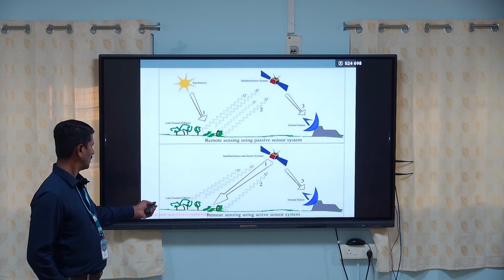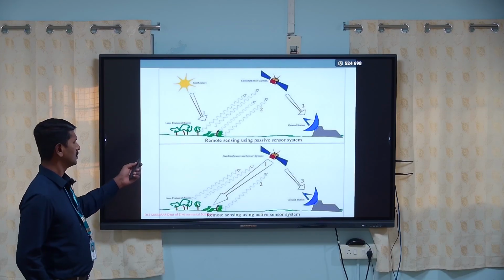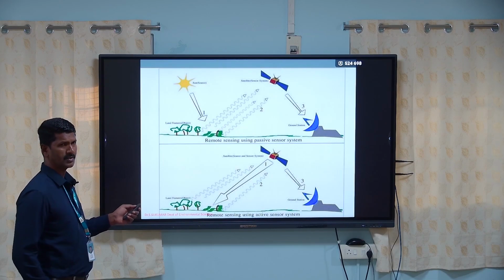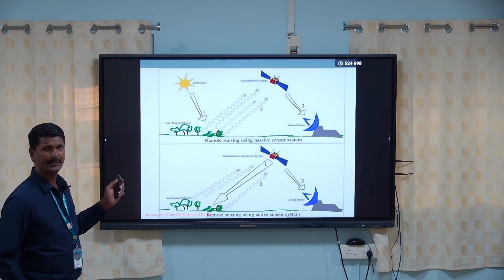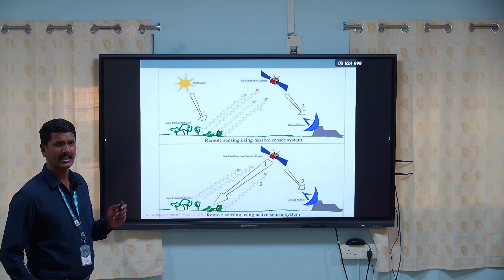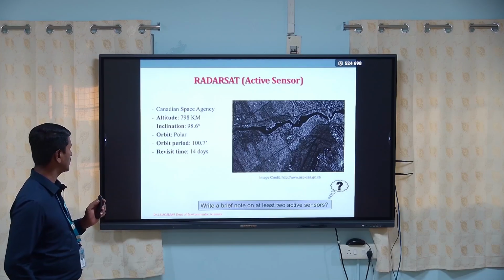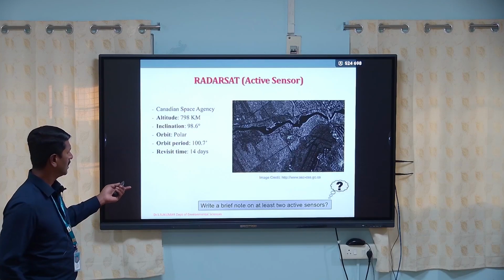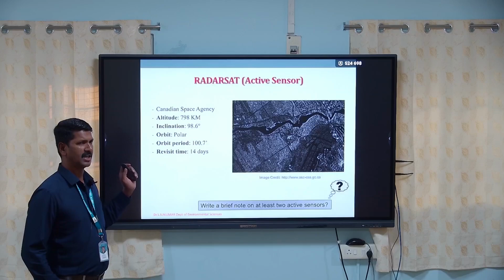The energy is sent to the ground, and immediately the energy is reflected towards the satellite. The satellite has a sensor that captures the reflected energy. After that, we can create the satellite imagery. The best example of an active sensor is radar. This is the satellite imagery, an example of active satellite imagery.